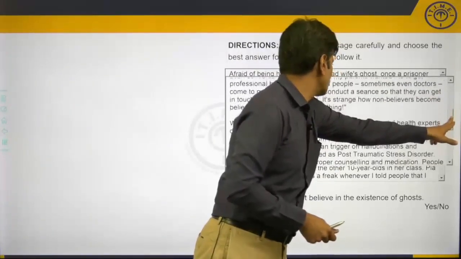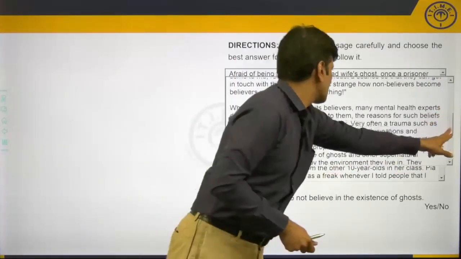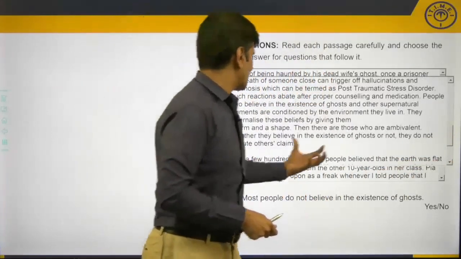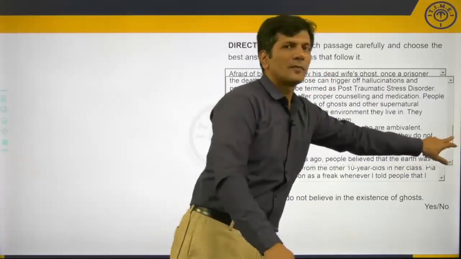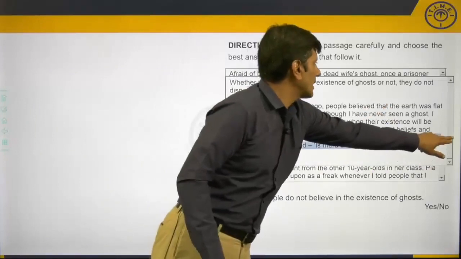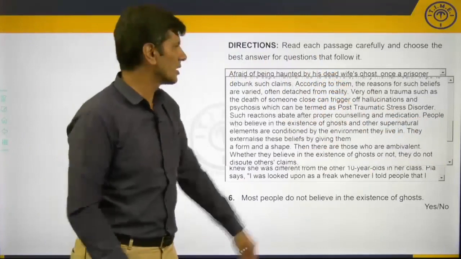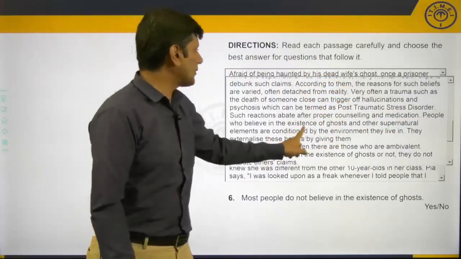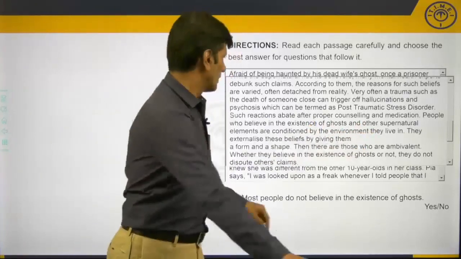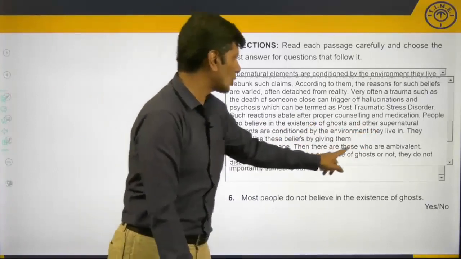In this passage here, there are people who believe, there are people who do not believe. Also, the passage says that in the first part of the passage, whether people believe in the existence of ghosts or not. In the 3rd paragraph of the passage, people who believe in the existence of ghosts and other supernatural elements are conditioned by the environment they live in. They externalize these beliefs by giving them a form and a shape. Then there are those who are ambivalent.